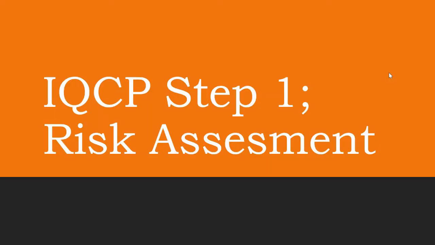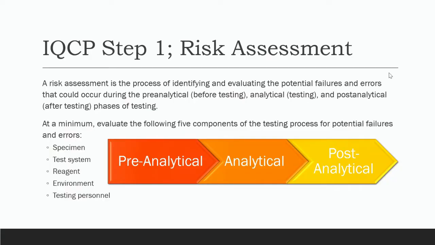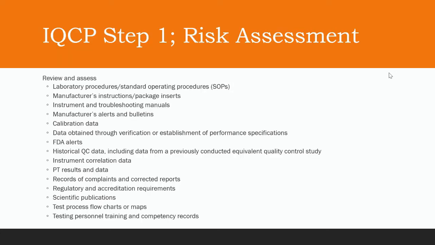The first step is the assessment of risk. It is the process of identifying and evaluating the potential failures and errors that could occur during the pre-analytical, analytical, and post-analytical phases of testing. At a minimum, evaluate the following 5 components of the testing process for potential failures and errors: specimen, test system, reagent, environment, and testing personnel.